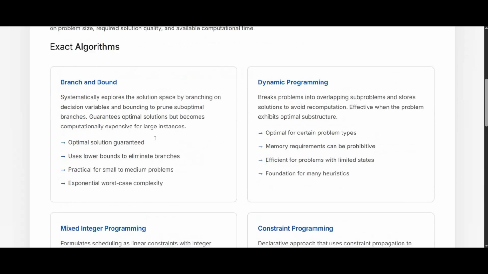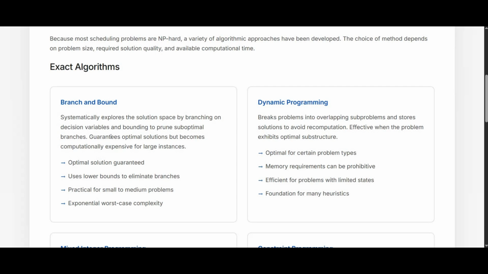Okay, and we will start with exact algorithms. These methods guarantee optimal solutions but can become slow as problems get larger. Branch and bound is one example. It systematically explores the solution space by branching on decision variables while using bounds to prune bad options. It guarantees the best answer but can be very slow for big problems.